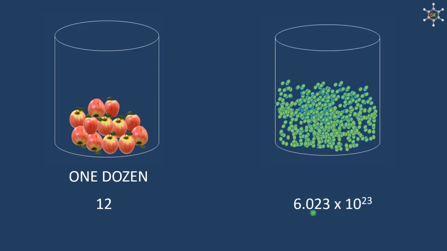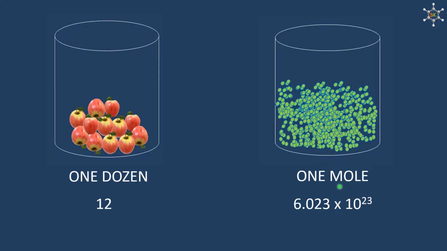We can see here that there are 12 apples in this container. While purchasing these apples in the market, instead of using the number 12, we may prefer to use the term 1 dozen for convenience sake. In the same manner, let us consider 6.023 × 10^23 of something in another container. This number is nothing but 1 mole.